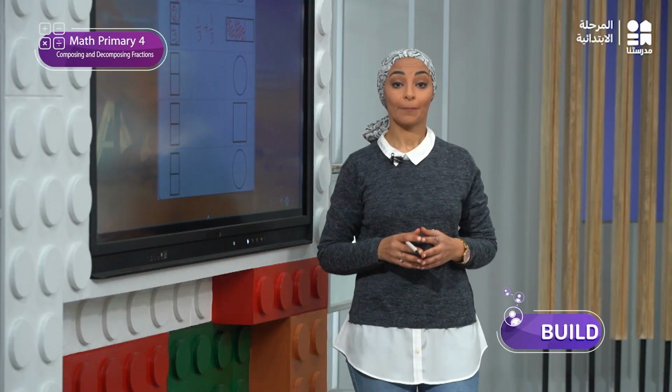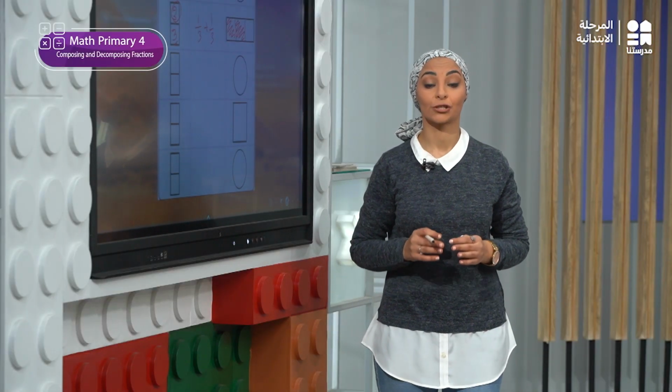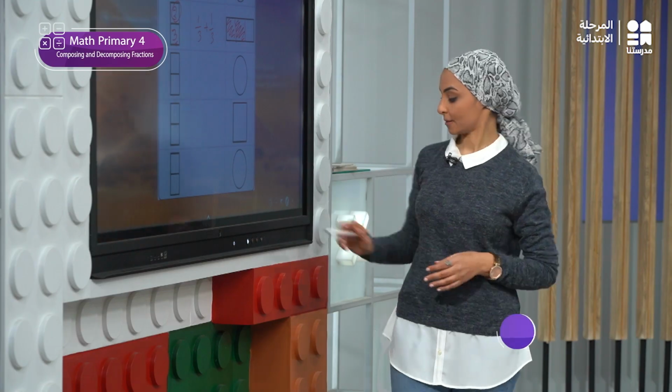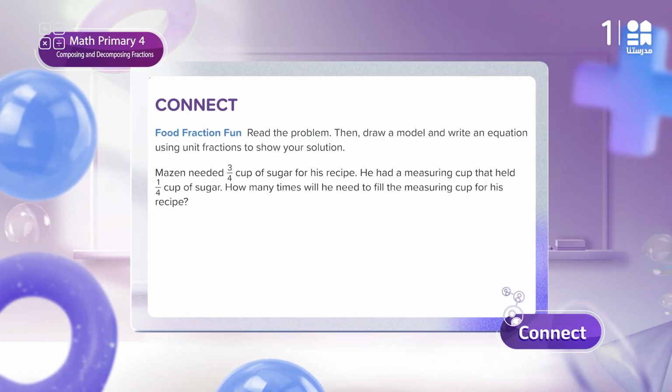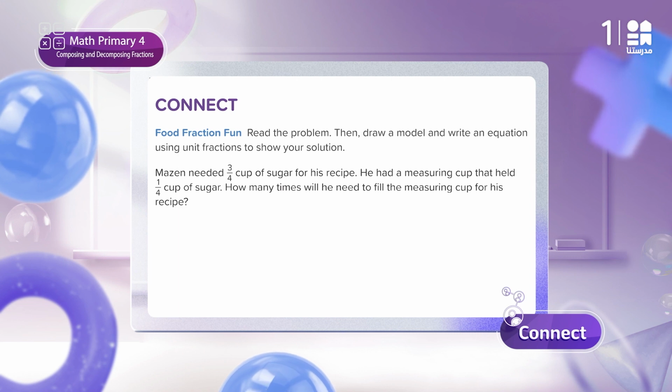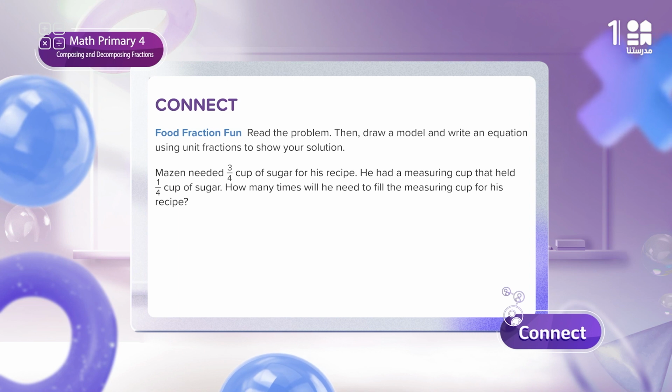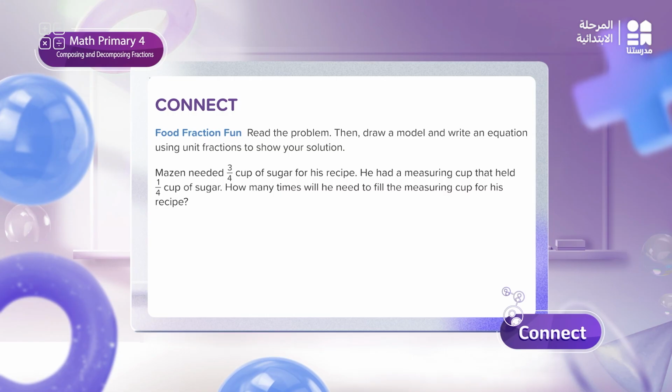Now you can help Mazen in the activity Food Fraction Fun in Connect on page 8. Let's see. Here is the Connect board. Let's help Mazen. Now Mazen needs 3/4 of a cup of sugar for his recipe. Okay, he needs 3/4 cup of sugar.